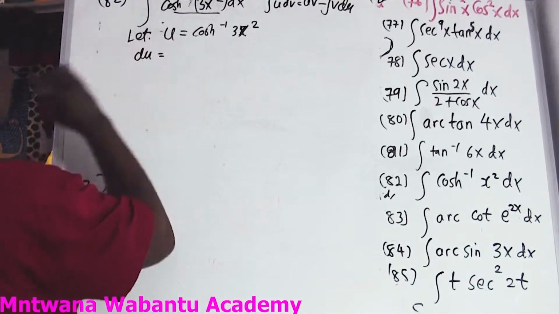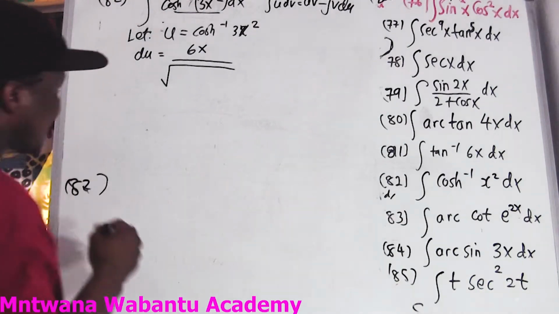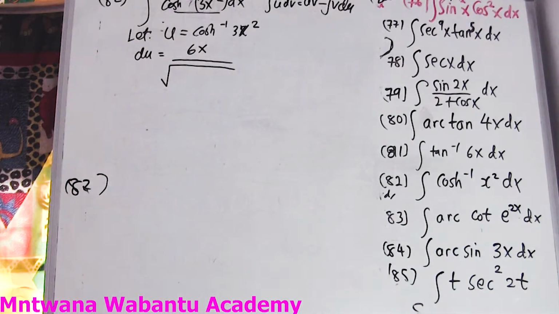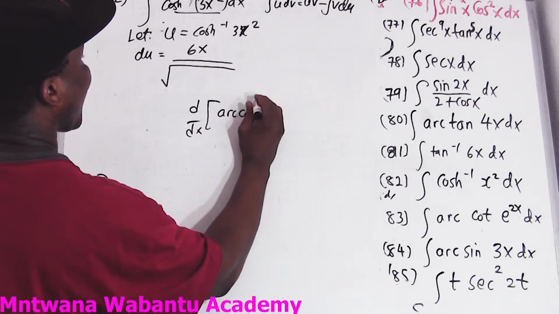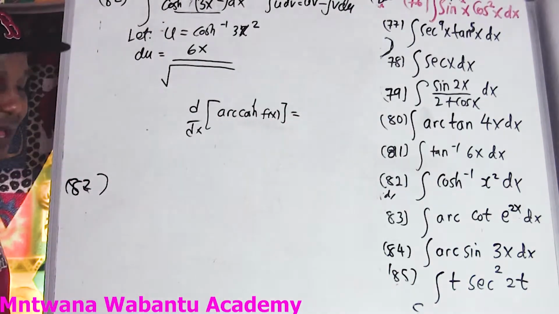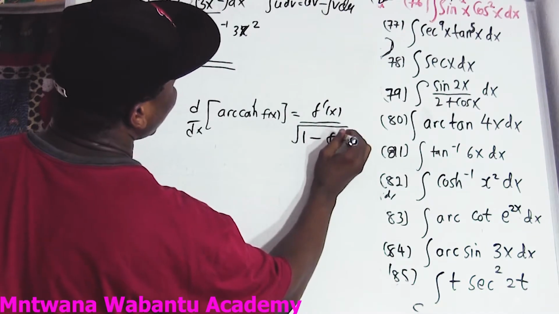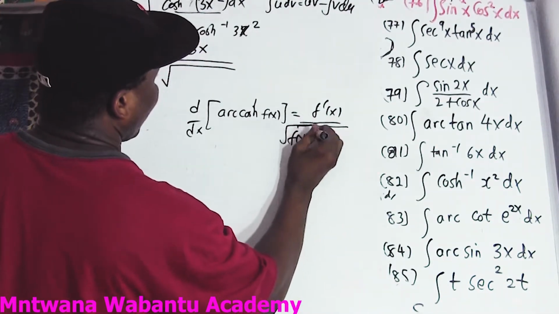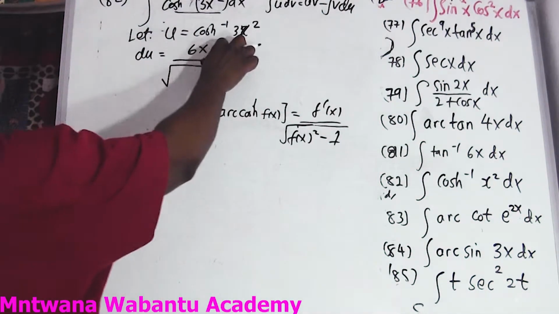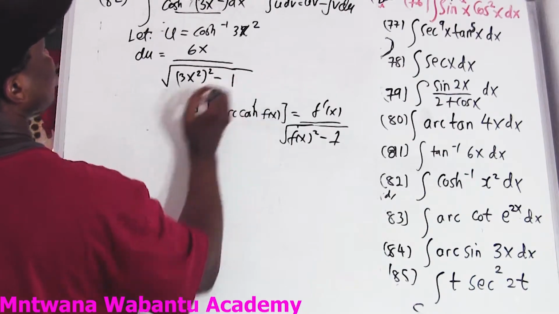Let's differentiate du. Differentiate what you have here. It's going to give us 6x right on top. But for cos inverse, it's like this. When you differentiate cos inverse of f(x), this is what you got: differentiate your function, and then say square root of 1 minus your function squared. So I'm going to do the same thing here. Differentiate, and then write your function squared. What is your function squared? This one here: square root of 1 minus (3x squared) squared dx.